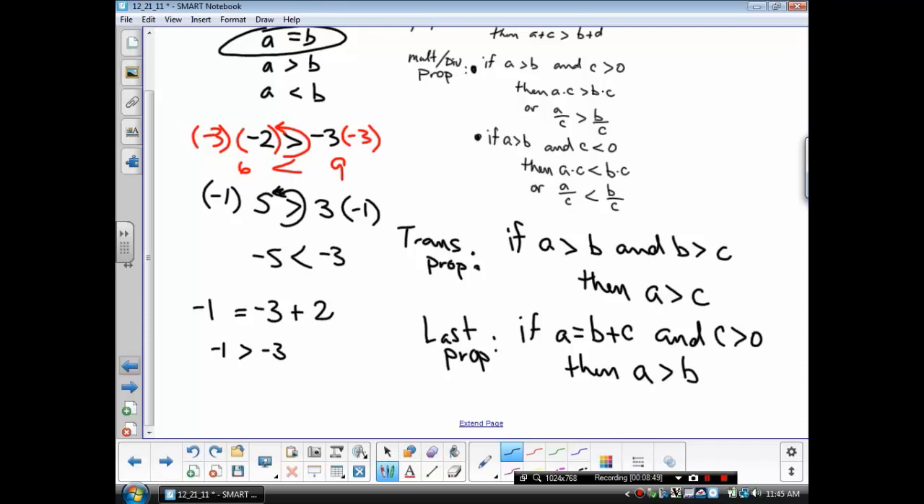If a number is a sum of two numbers where one of those numbers is positive, that C is positive, then that number is larger than the first number there. Or if they're both positive, if B and C are both positive, then A must be larger than either one of them.